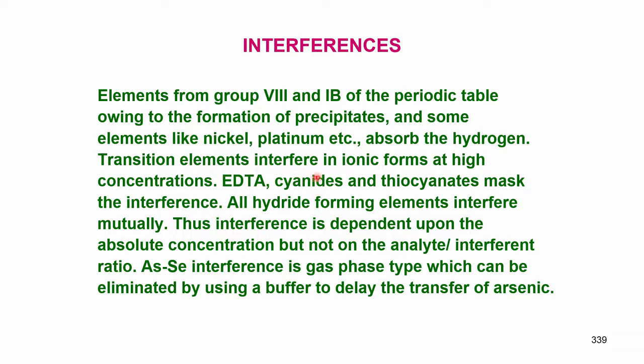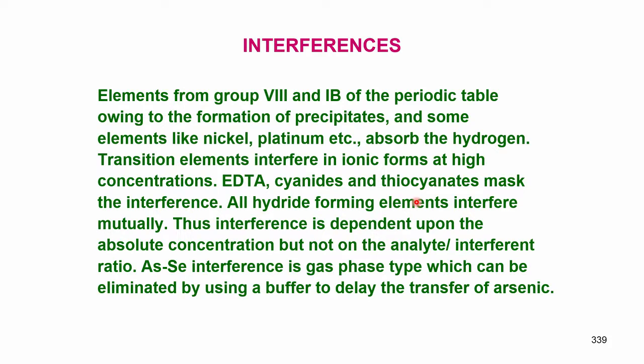Sometimes transition elements interfere in the ionic forms. So, EDTA, cyanides and thiocyanates, these things mask the interference. So, these are the techniques people use whenever there is a certain amount of interference in the sample. So, all hydride forming elements basically they interfere naturally.